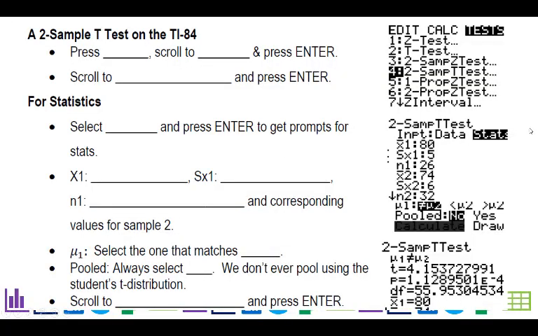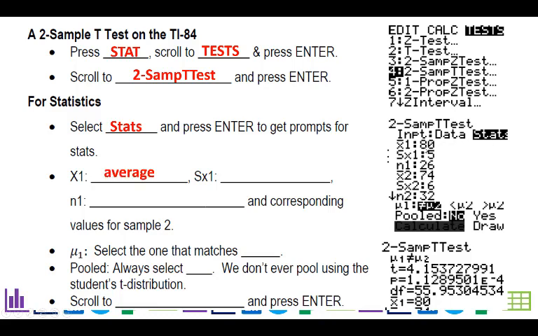Okay, so we're going to go ahead and use a TI-84 to run a two-sample t-test. First of all, press Stat on your calculator, and then scroll to Test over here. Scroll down to SampTTest, select Stats, and then press Enter so you get down here to the prompts.